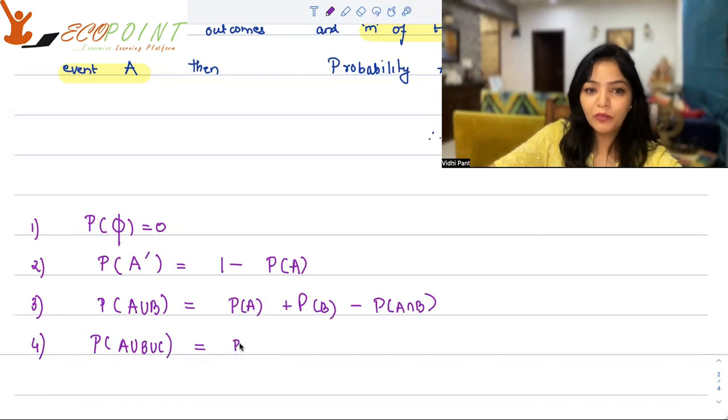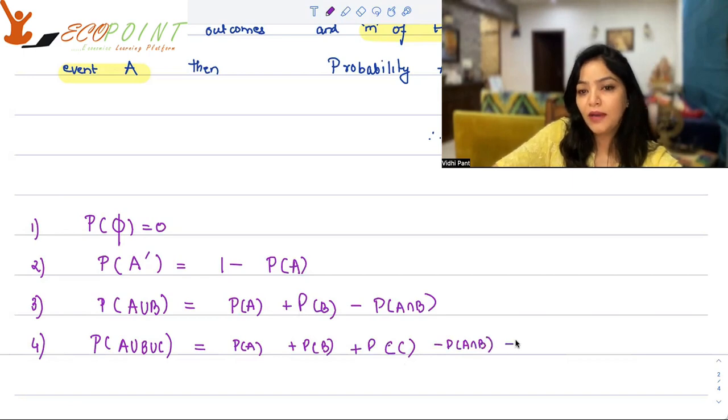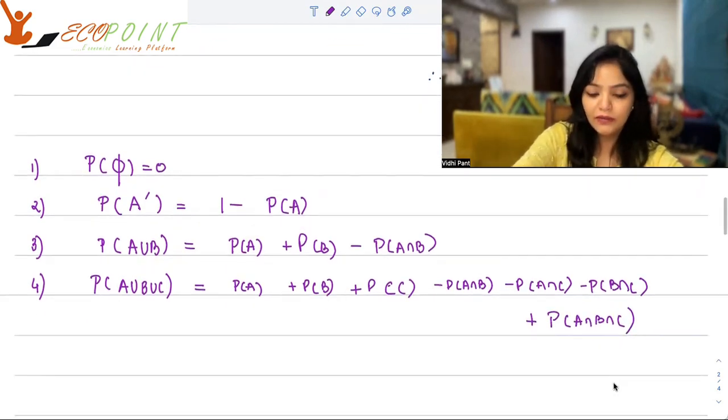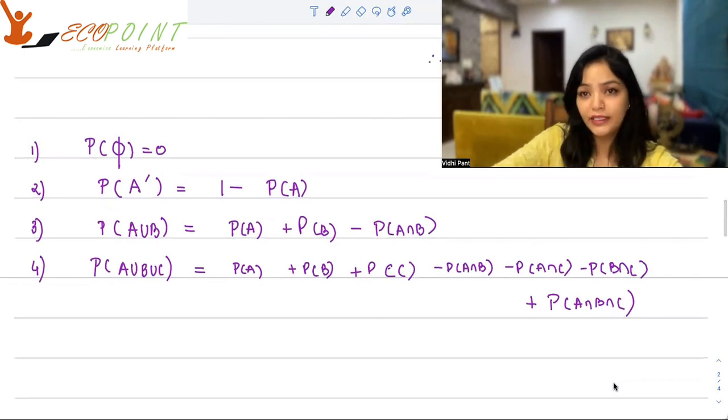Similarly, you can also define probability for the union of three sets, three events. That would be equal to probability A plus probability B plus probability C minus probability A intersection B minus probability A intersection C minus probability B intersection C plus the probability of the intersection of all three events, okay? This is directly coming from set theory. I hope you can catch up with that.